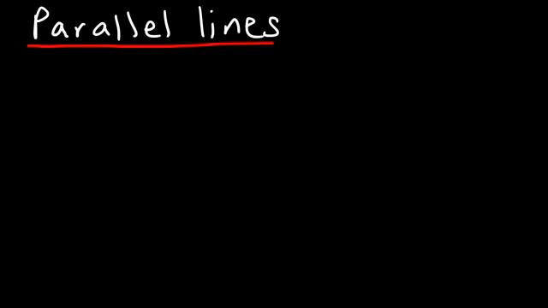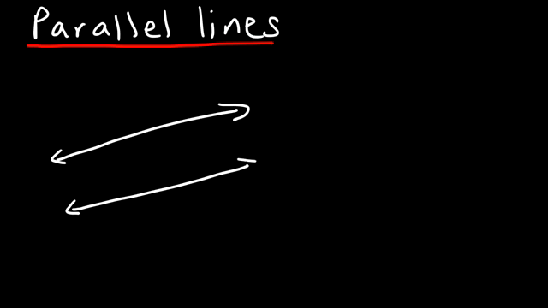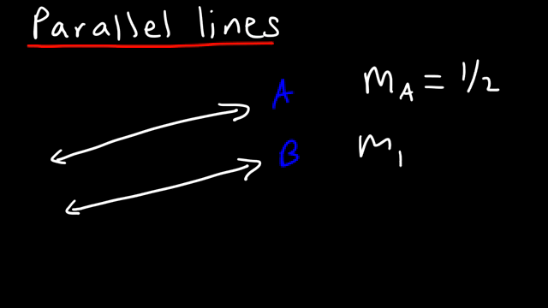Now let's move on to parallel lines. So what do you know about parallel lines? What are some properties of parallel lines? Parallel lines never intersect. So let's call this line A and line B. Parallel lines also have the same slope. So let's say the slope of line A is a half. The slope of line B will also be a half.